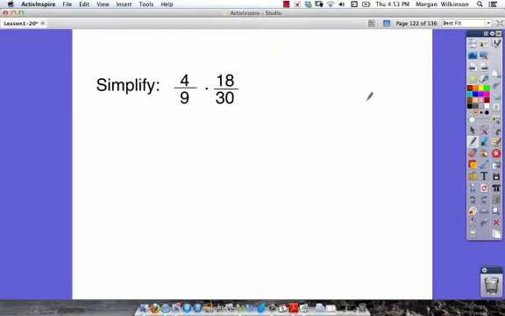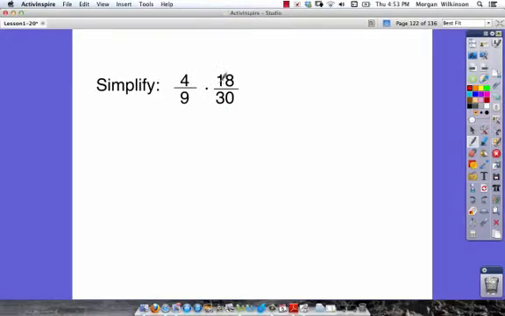We'll use a different color, red now. Let's simplify 4/9 times 18 over 30. For this problem, I want you to tell me, what is 4 times 18? If you didn't know right off the top of your head, that's okay. Tell me, what is 9 times 30? If you didn't know that one right away, that's okay as well, because when we multiply fractions, we want to try to reduce before we multiply, or simplify before you multiply.